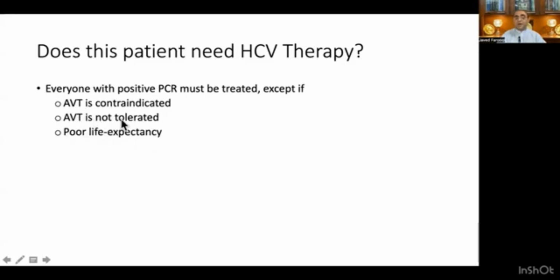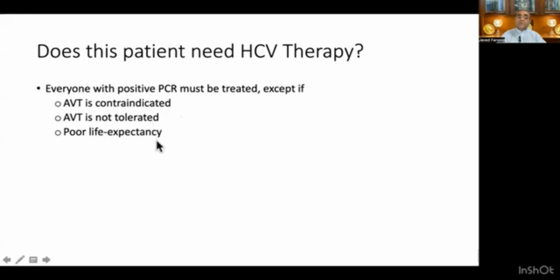Believe me, I have a lady with me, and the patient was not tolerating the interferon. Then when sofosbuvir came, we tried, not even with two drugs, two tablets, the patient couldn't tolerate. The patient couldn't tolerate sofosbuvir-daclatasvir, and the patient couldn't tolerate even sofosbuvir-velpatasvir.